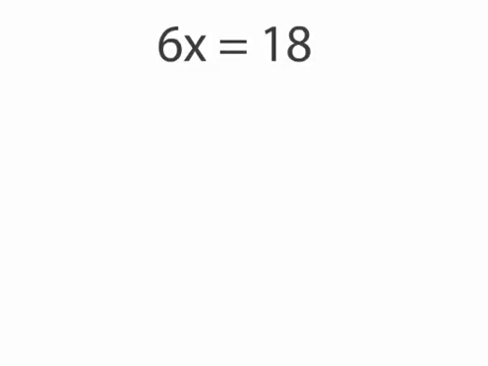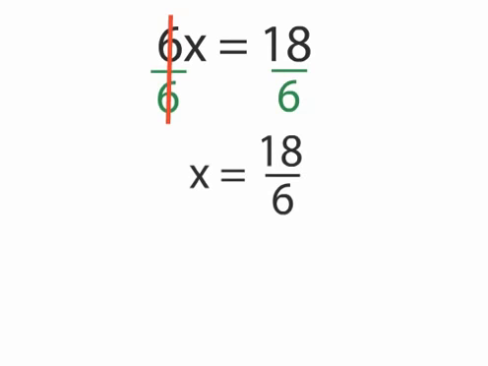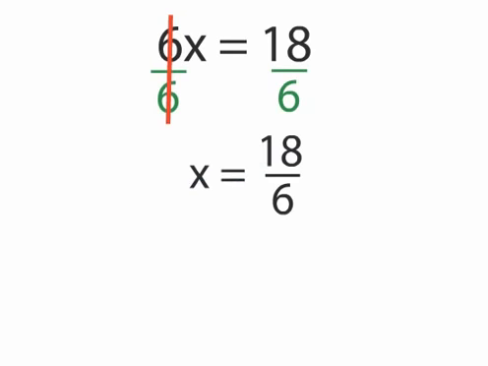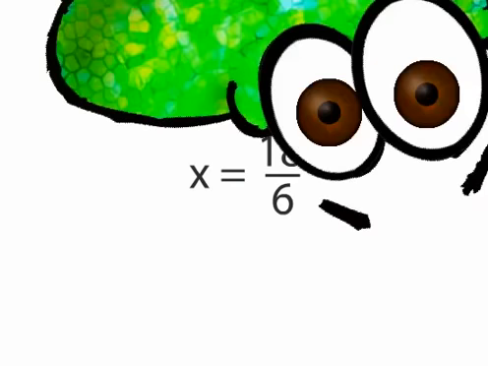With the first equation, 6x equals 18, we want to isolate the x on one side. So if we divide both sides by 6, the two 6's cancel out, and we are left with x equals 18 over 6. 6 goes into 18 3 times, so our answer is x equals 3.